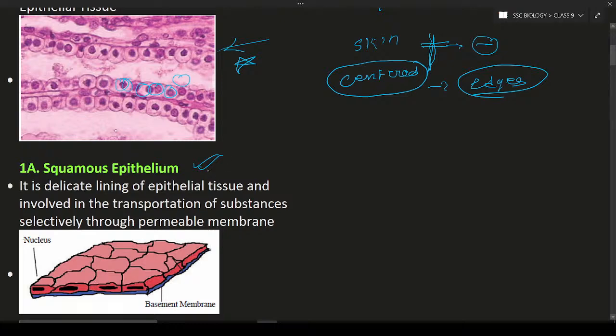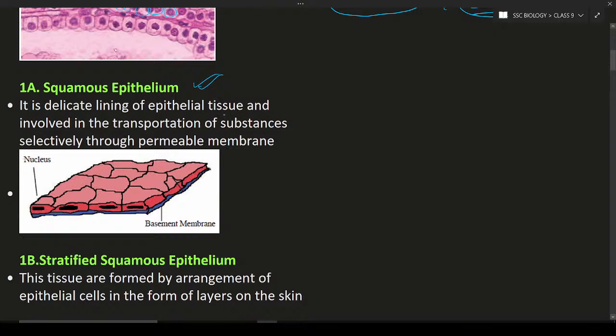So what is meant by squamous epithelium? Squamous epithelium is a delicate lining of epithelial tissue, and it is involved in the transportation of substances selectively through a permeable membrane. You might have seen the cell. The cell has a membrane, and it is selective. Why is it selective? Because it allows only certain molecules through it, not all. Such kinds of membranes are made from the squamous epithelium.